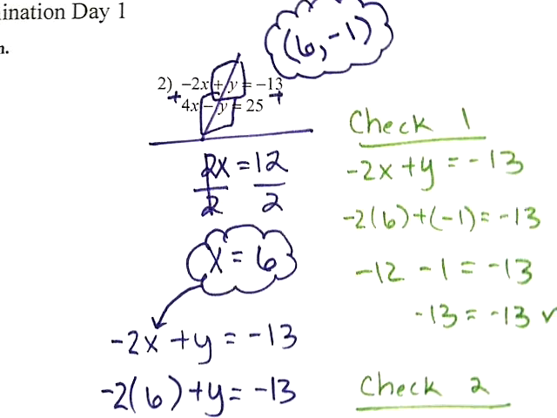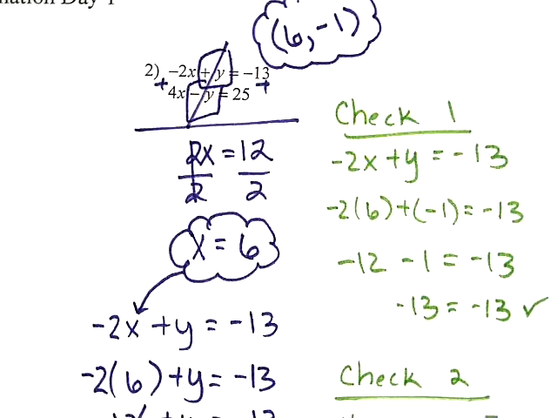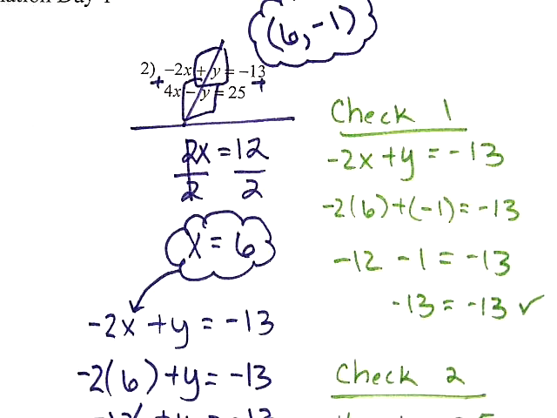Okay, so this is solving a system using elimination when it's already set up for you and we don't have to multiply by anything to get those opposite coefficients. Alright, the next video is going to show us what we have to do if we do not have opposite coefficients.